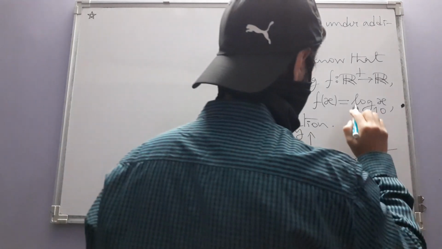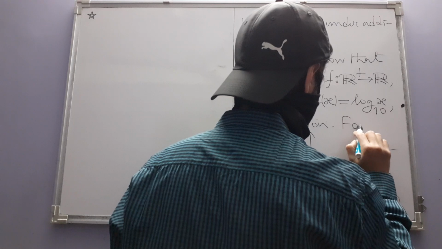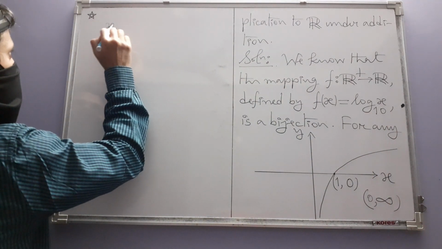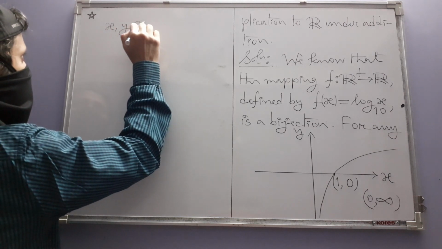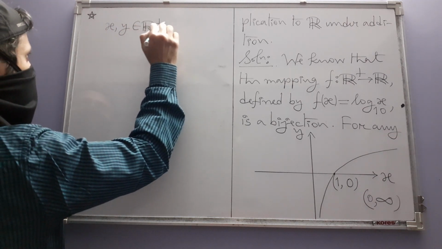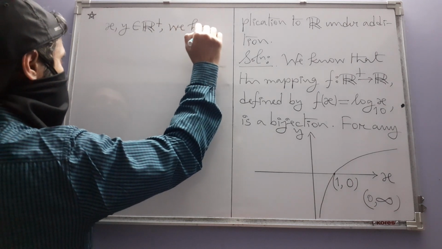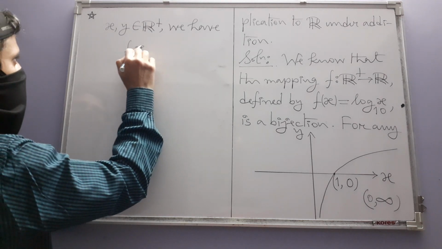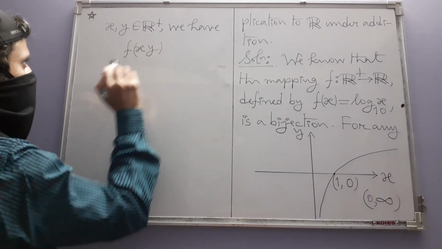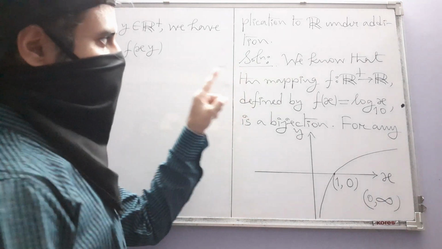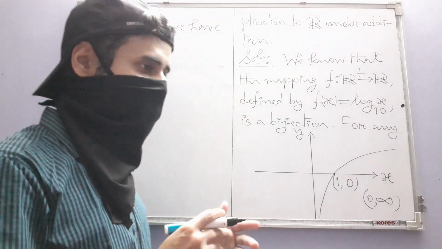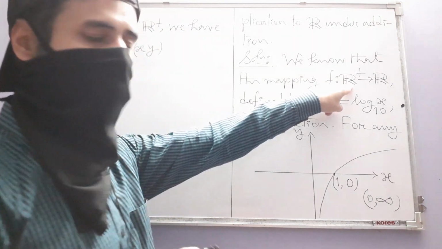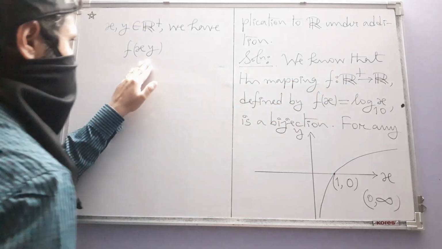So I can continue from here itself. For any two positive real numbers, we have f of xy. Here we are considering xy, and this xy is actually ordinary multiplication of real numbers. Why? Because this is a group under multiplication of real numbers. So that's why we have xy.